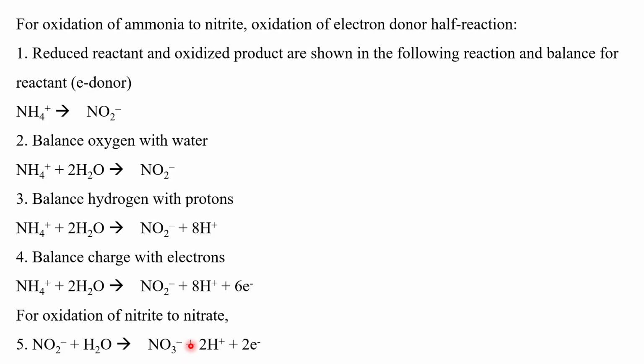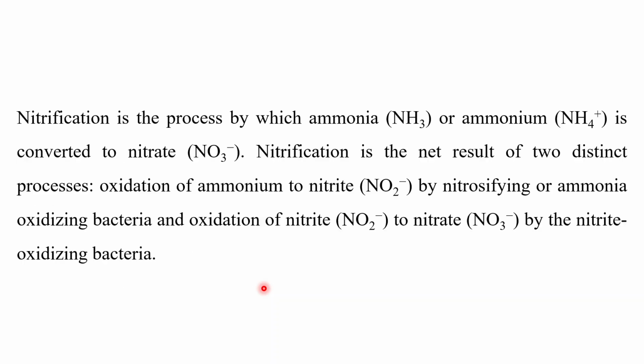So 1 minus 2 will be minus 1, right? So I added 2 electrons. So 6 electrons are required in the first step, that is oxidation of ammonia into nitrite. And then oxidation of nitrite into nitrate requires 2 electrons, right? So total number of electrons are 8. Okay, 6 plus 2 is 8.